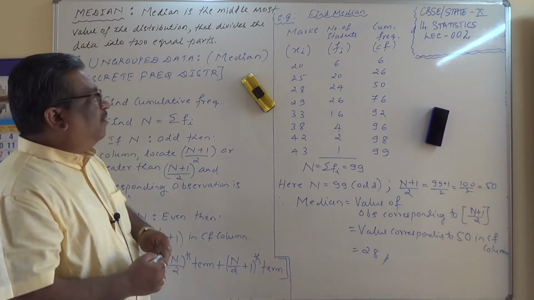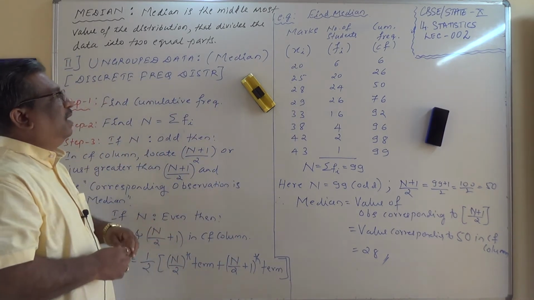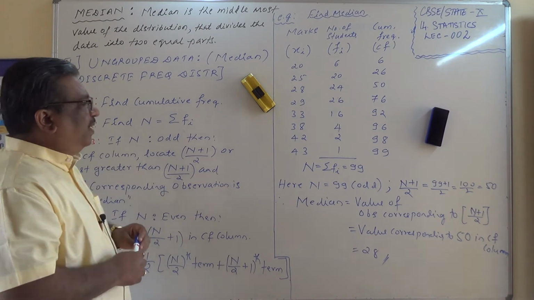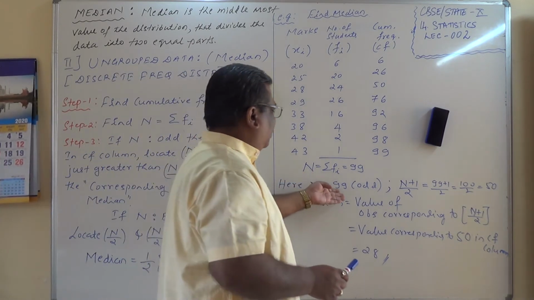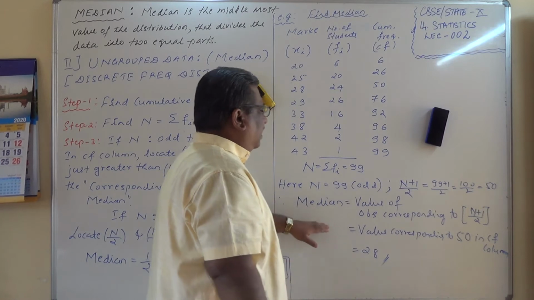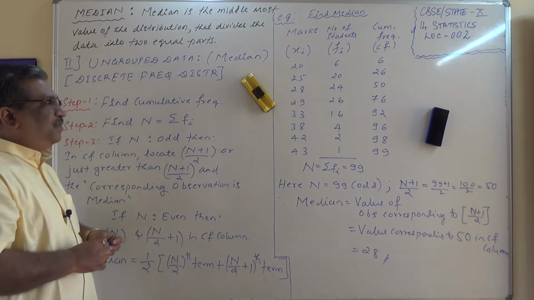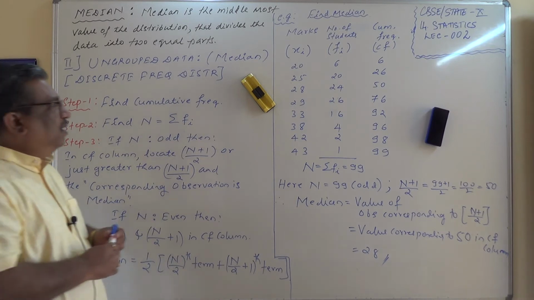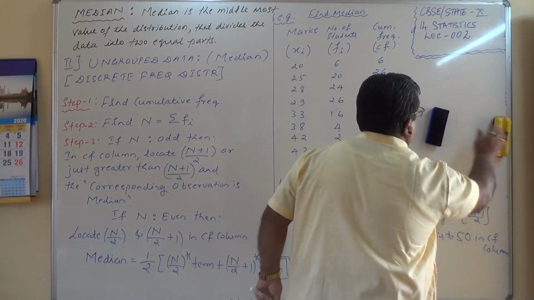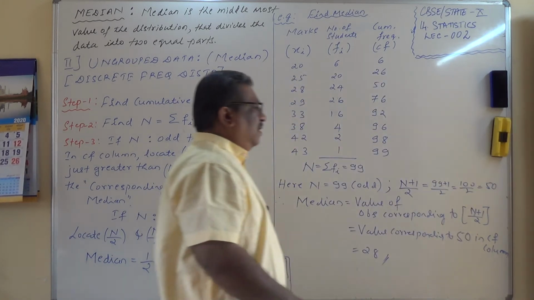So I hope you know how to find it out. I hope you understand how to calculate the median of the entire distribution for a discrete frequency distribution table, based on sigma fi, whether it is odd or even. Okay, so make a note of these things. Please make a note of this.